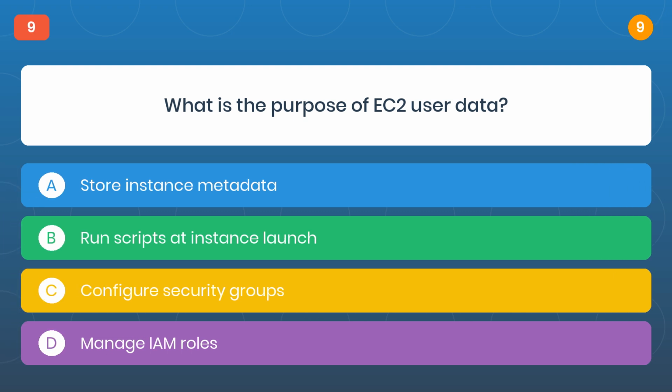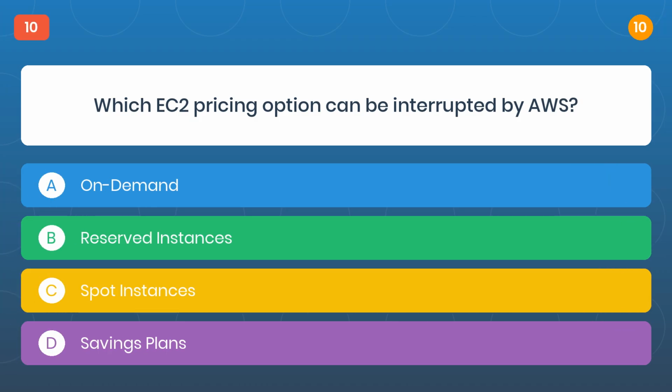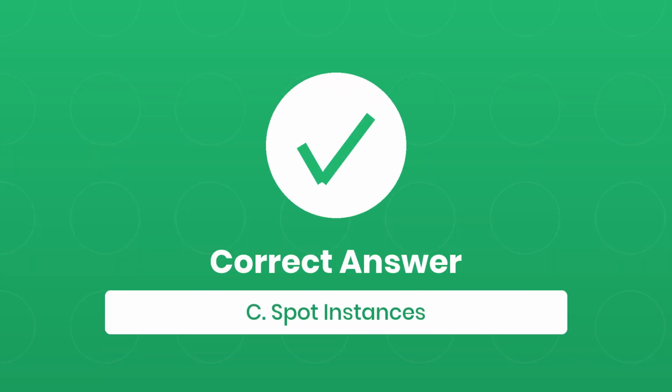Question 9. What is the purpose of EC2 user data? The correct answer is B. Run scripts at instance launch. Question 10. Which EC2 pricing option can be interrupted by AWS? The correct answer is C. Spot instances.